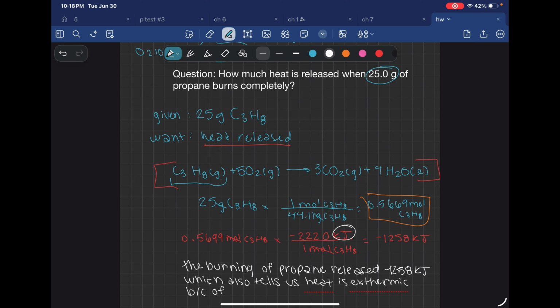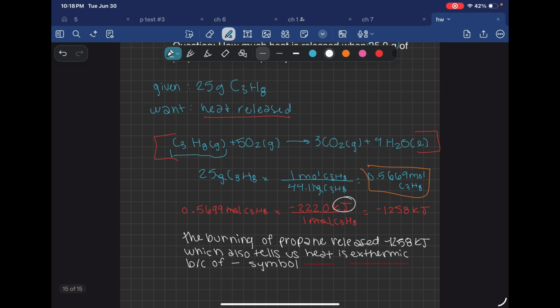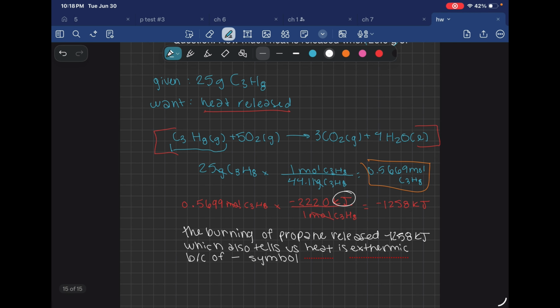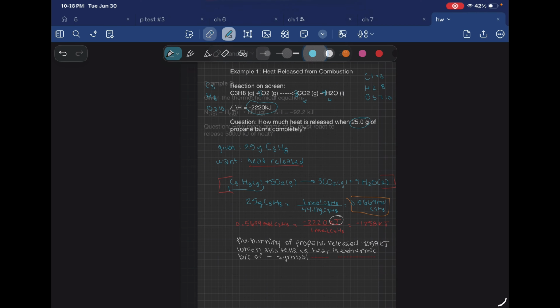because of the negative symbol. So when we're given a negative symbol with our heat released, that means it is exothermic and that heat's released outward. And then we also have endothermic. So whenever our kJ, our kilojoules, is positive, our heat is endothermic and it enters rather than exits. So let's move on to example 2.